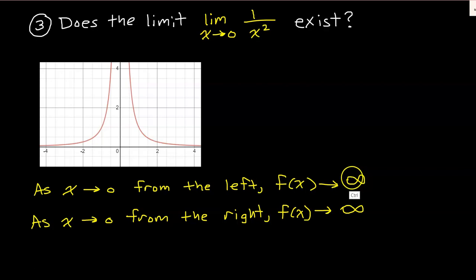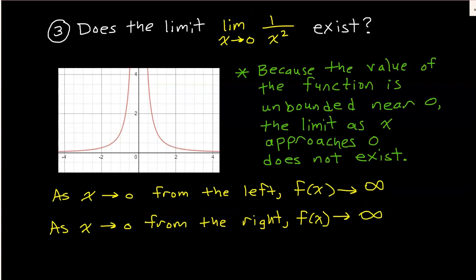Now, even though these are the same, infinity and infinity again, still the limit does not exist because this is unbounded. For the limit to truly exist, the value of the function has to approach a number, not infinity. Again, because the value of the function is unbounded near 0, the limit as x approaches 0 does not exist.